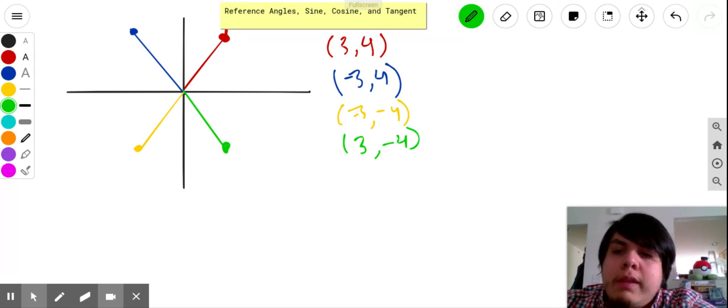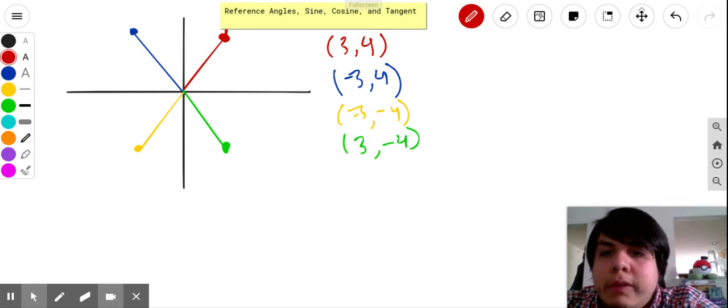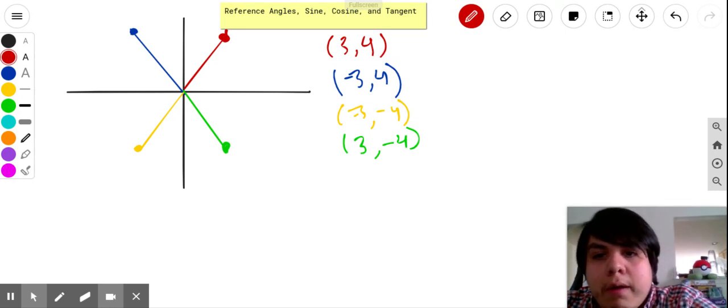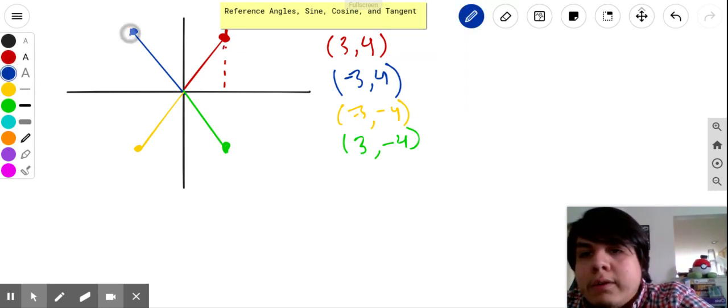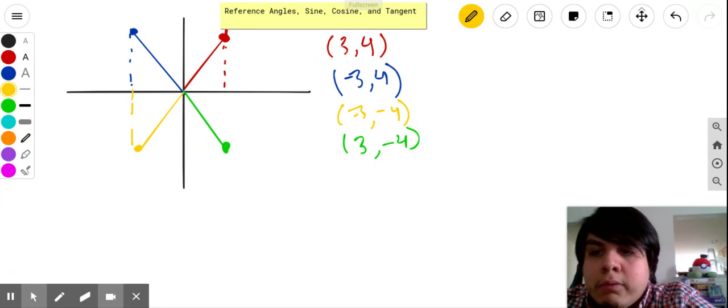So if you notice, we have 4 different points, but they all have a 3 or 4 of some kind. So what that means is I'm going to go ahead and draw the triangles that they all form, if you remember from the video from yesterday. All right.